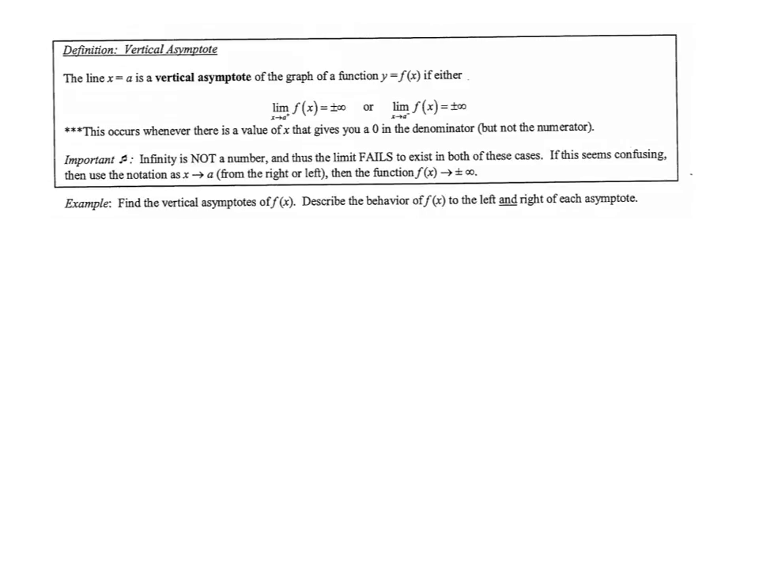We're just going to run through a couple of examples in the next video that review how we find those kinds of things, but then also how we write out specifically what it's doing on either side of that vertical asymptote.